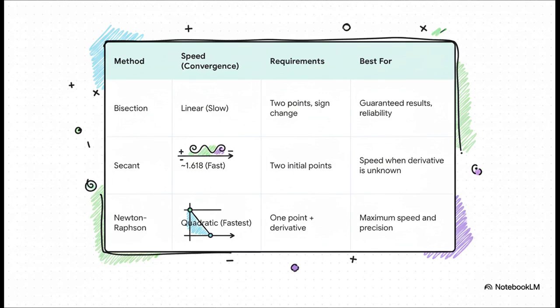Bisection is your dependable workhorse. It's slow, but it is guaranteed to get the job done. The secant method is your go-to for a major speed boost, especially when you don't know the derivative. And Newton-Raphson, that's the high-precision power tool you break out when you need absolute maximum speed and accuracy.